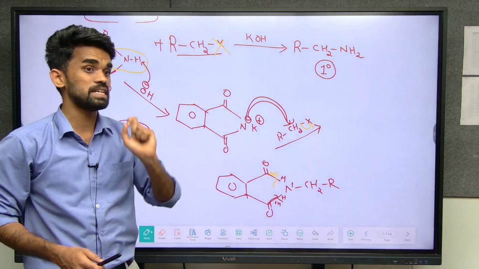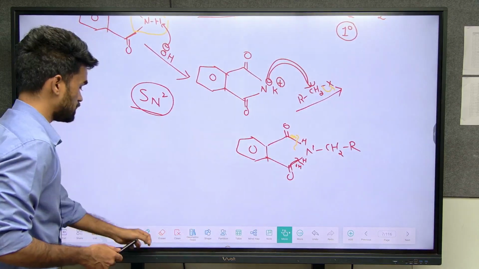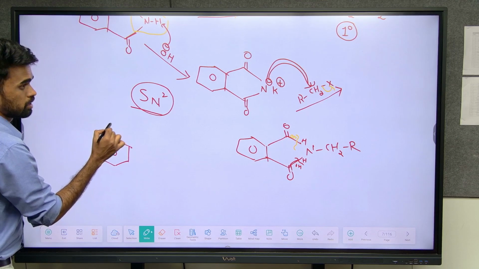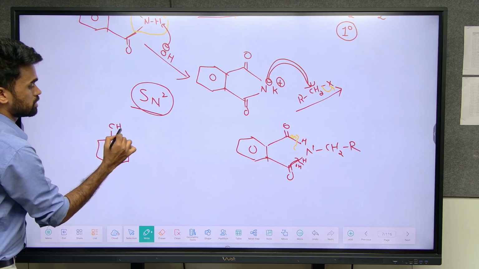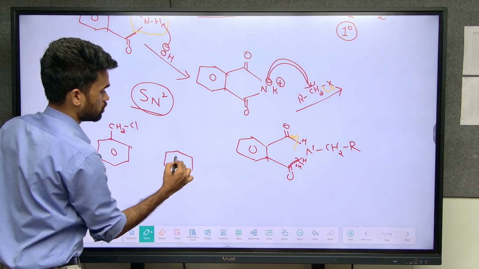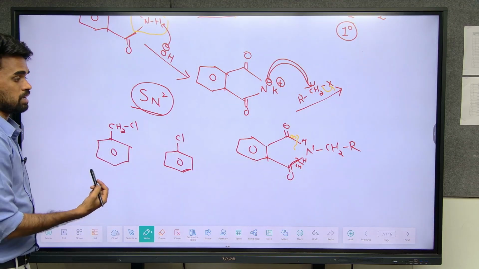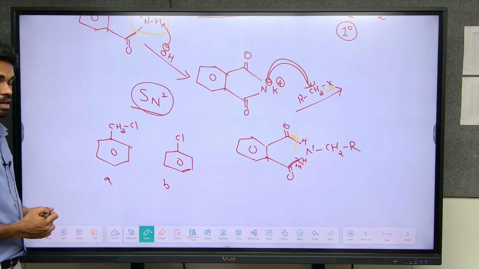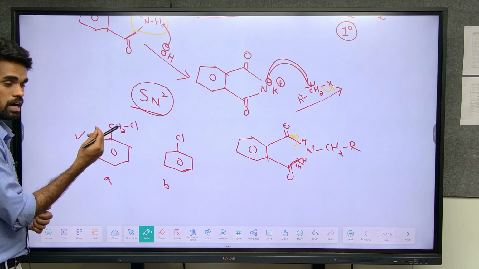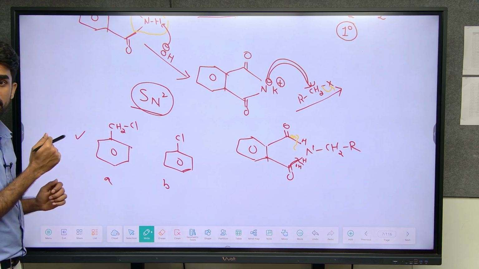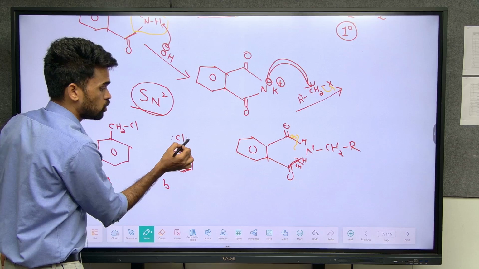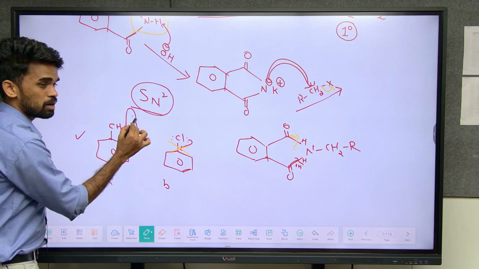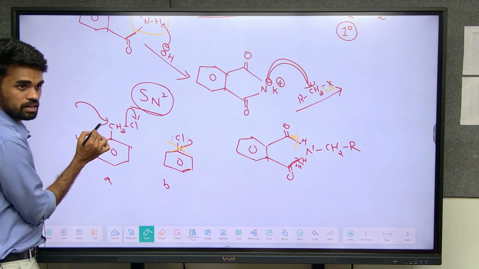Now there are some limitations in the SN2 reaction. For example, what are the limitations we discussed there? For example, I have one compound like this with CH2Cl and another with Cl directly on the ring. Which of these will show the nucleophilic substitution reaction? A or B? Only A, or both, or only B? Only A. Why only A? Because this is an aryl halide, the lone pairs are in conjugation, so chlorine won't come out, we discussed. Here it is a benzyl halide, chlorine can come out, and another nucleophile can enter here.